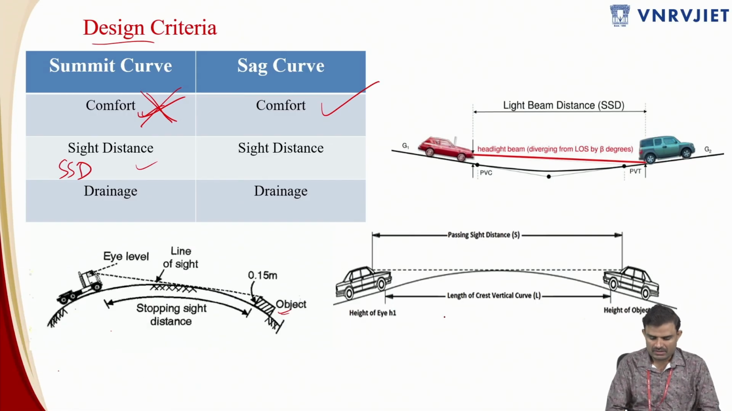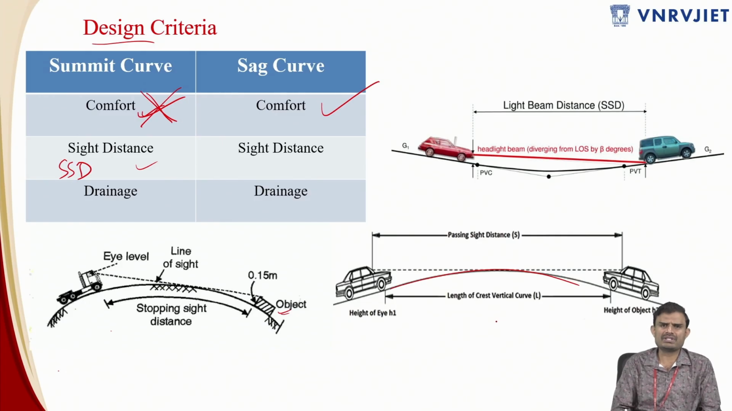Next, on the same summit curve, for example, if there is traffic moving in the opposite direction, then your vehicle also has to undergo the overtaking process. So in that case, there is a vehicle coming in the opposite direction. Then you need the overtaking sight distance, the process of which we have discussed in the earlier lectures. That is D1 plus D2 plus D3, where D1 is the distance traveled by the overtaking vehicle during the reaction time of the driver.